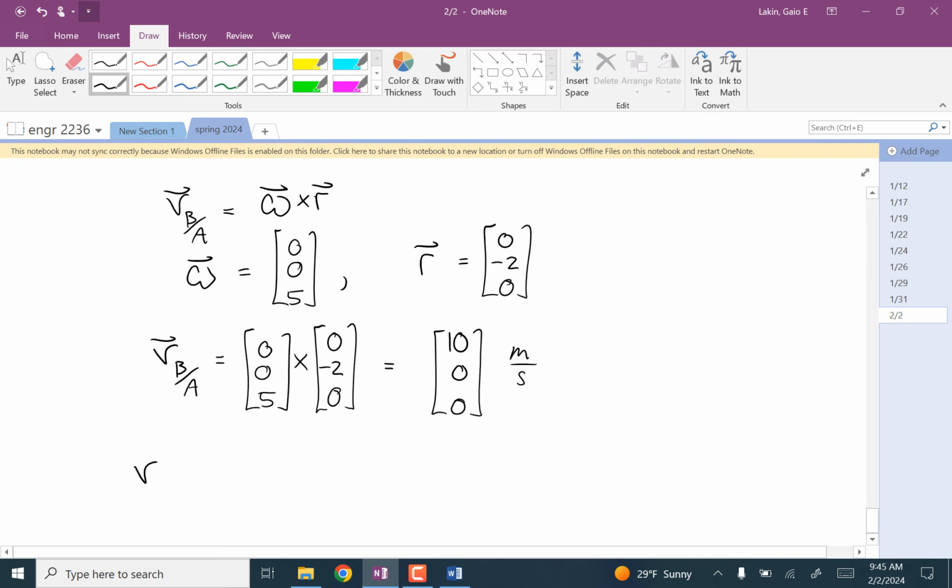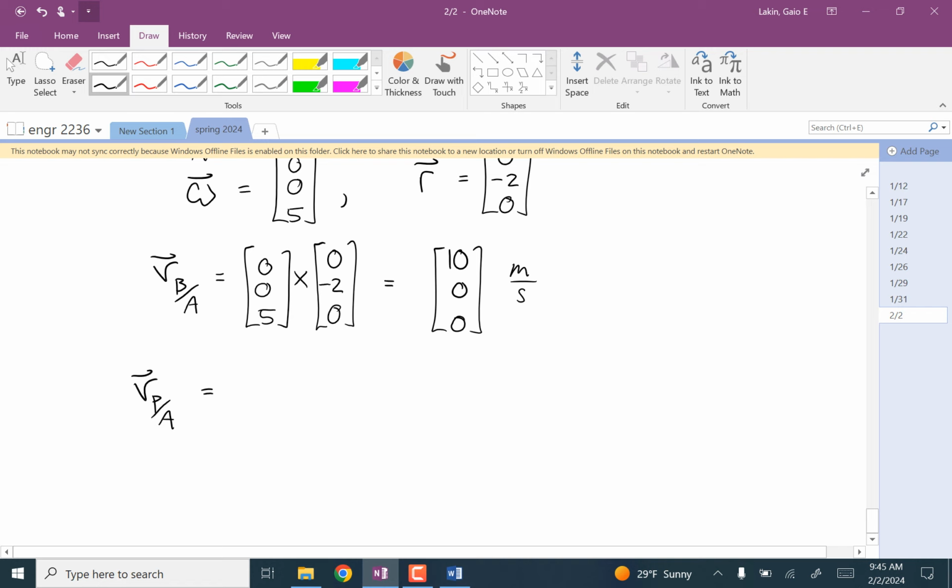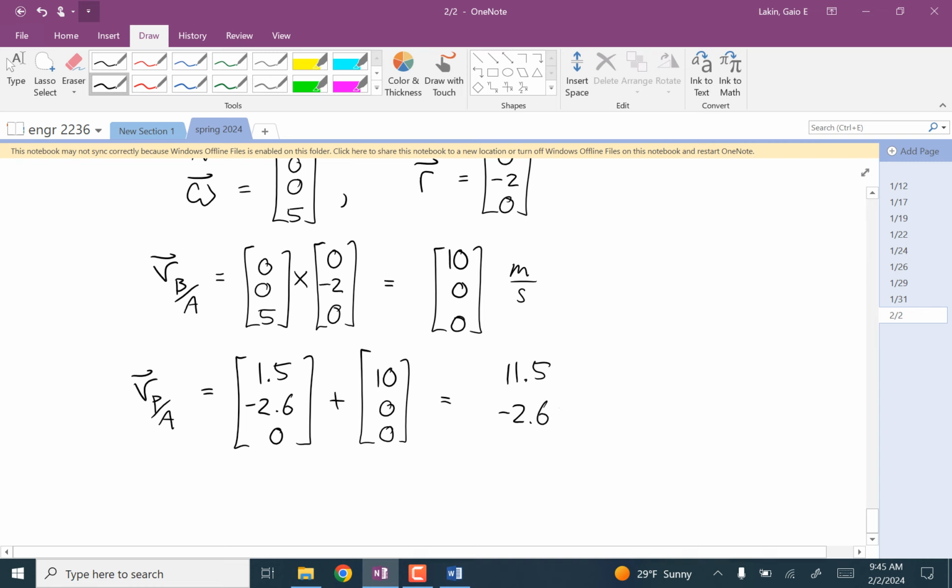And so all together, the velocity of P relative to A is 1.5, negative 2.6, 0, plus 10, 0, 0, or 11.5, negative 2.6, 0. Any questions about that?